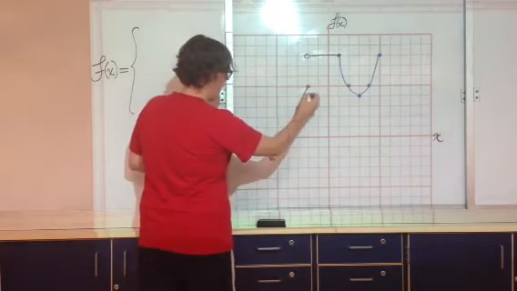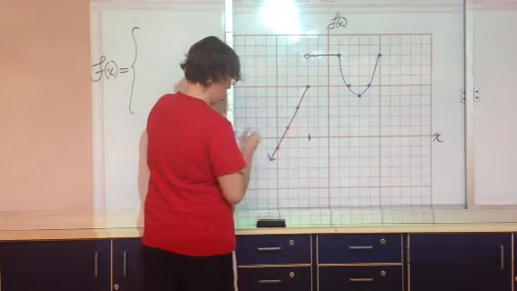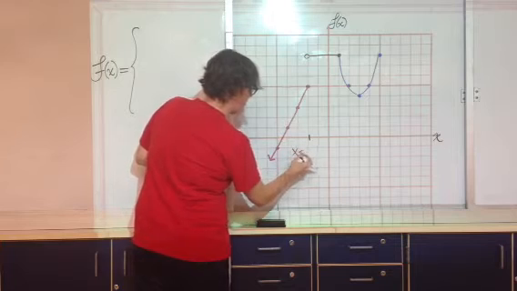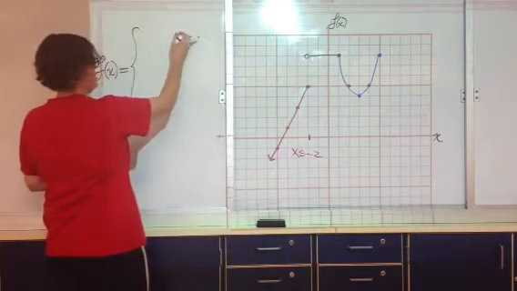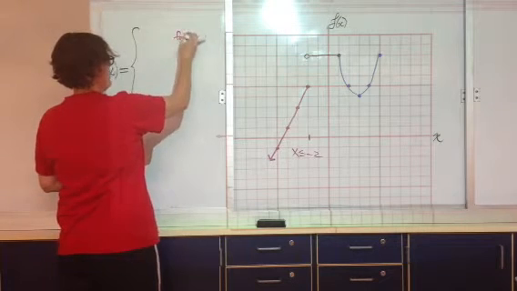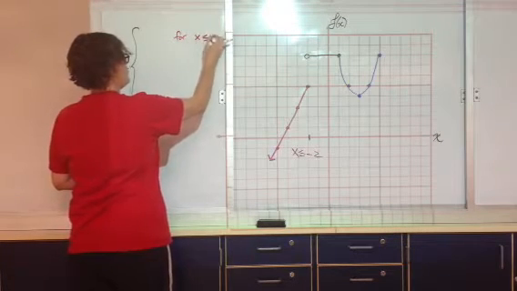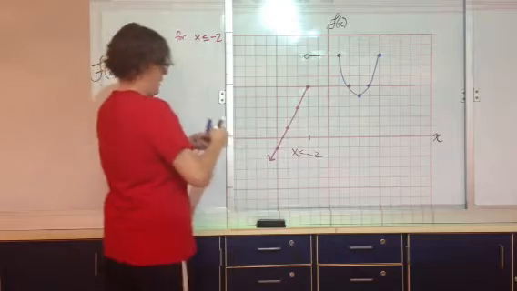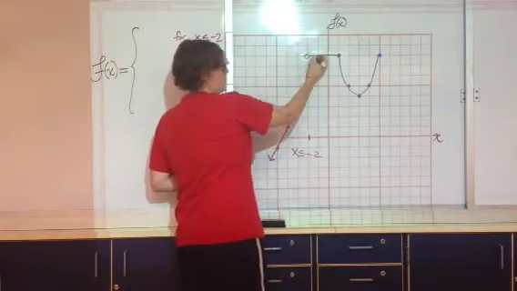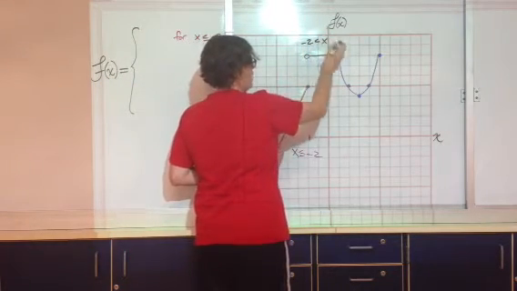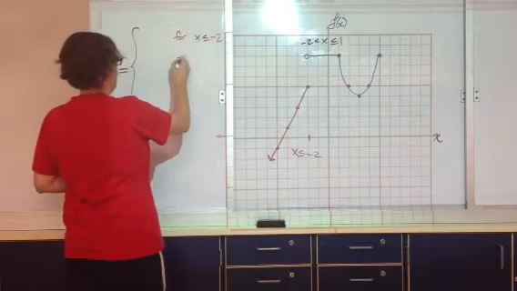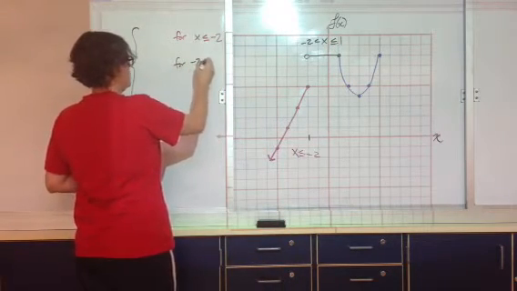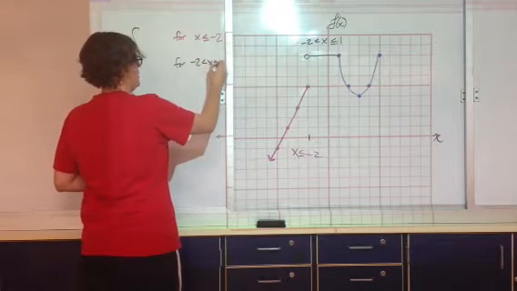I have values of x that are less than or equal to -2. So that's going to be the first section of my graph. So it's going to do something with values of x that are less than or equal to -2. And then I notice it's doing something different from -2 all the way up to 1. So I'm going to have another section for -2 is less than x is less than or equal to 1.